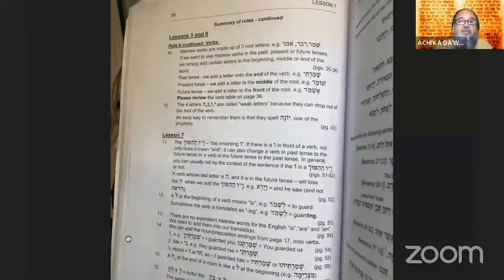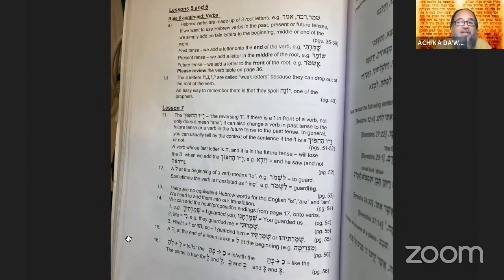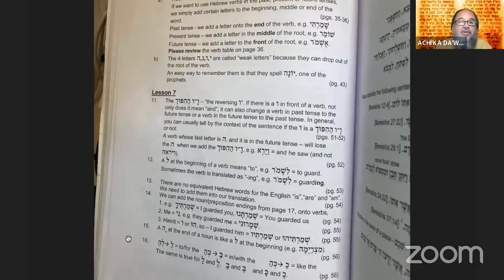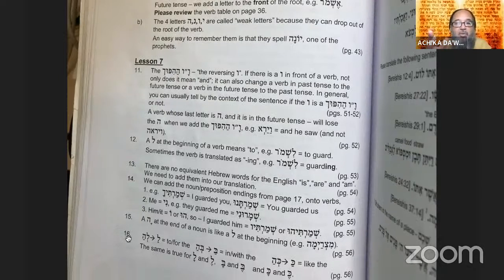Here, the rules are continuing. Lessons 5 and 6 tell you the rules we went over last week. It tells you about Yona. It tells you about how the letters fall off. Lesson number 7 today talked about the reverse and why. It tells you what letters fall off when you have a verb whose last letter ends in a hey. You automatically lose it when you add the wa to it.